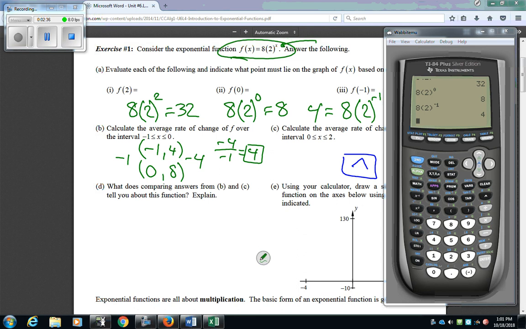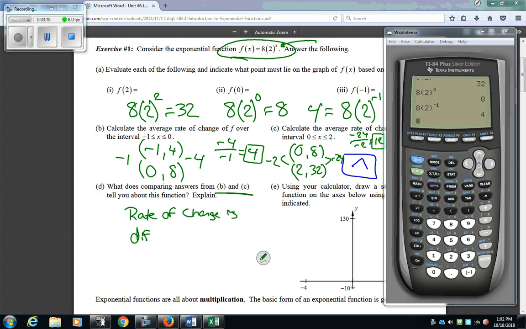And if I do 0 and 2, I have 0, 8 and 2, 32. What you'll notice is when I subtract these, and again you can subtract top minus bottom or bottom minus top, you get negative 24 divided by negative 2, which is 12. So for D it says, what is comparing from B and C? Tell us about this function. Well, the rate of change is different for each x value, or each set of x values.